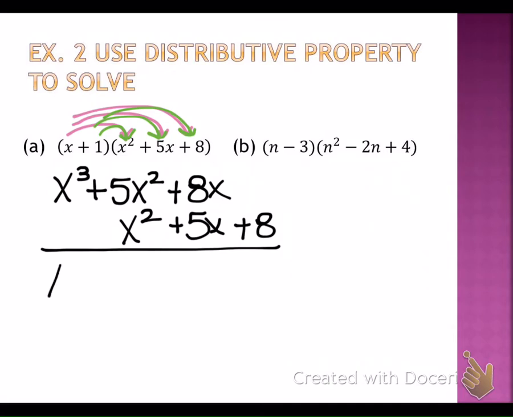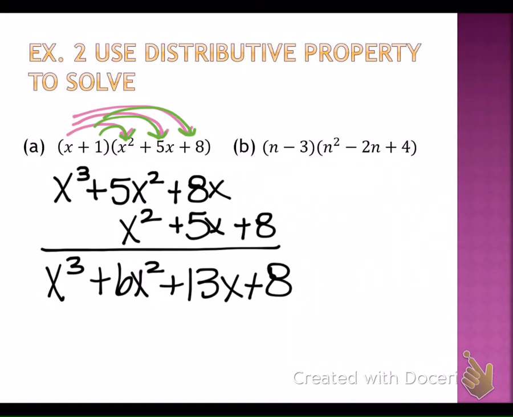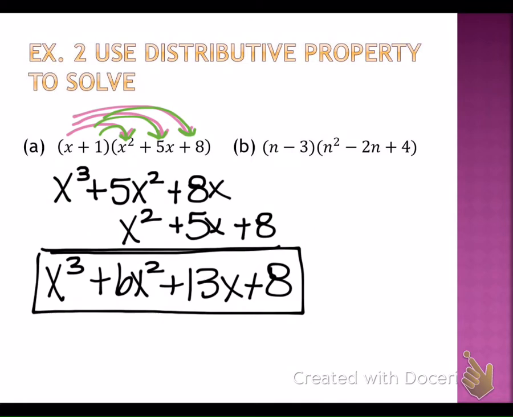We bring down the x cubed. What is 5x squared plus x squared? 6x squared. What is 8x plus 5x? 13x. And 8 doesn't have a like term, so we bring it down. Are we in standard form? Yes. Do we have any other like terms? No, we're done. So again, you can continue it horizontally and then go find your like terms, but this just makes a whole lot of sense and will make things a lot quicker for you.